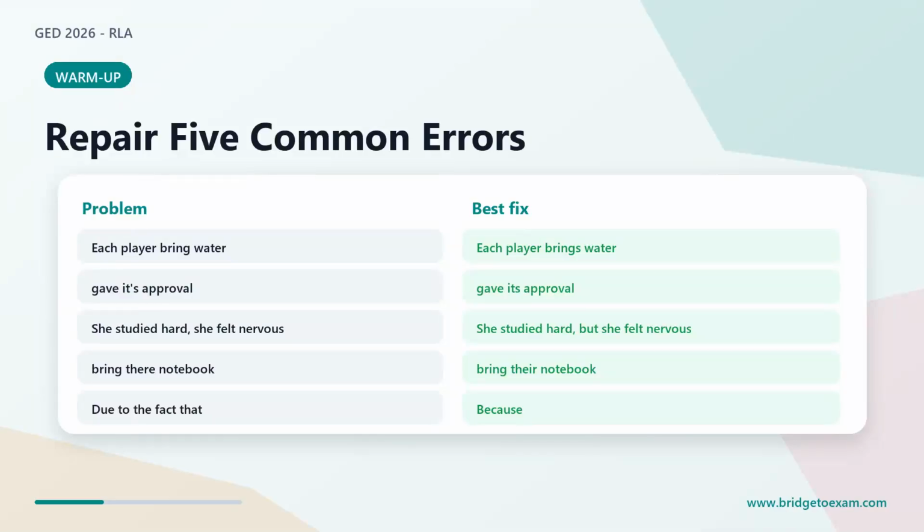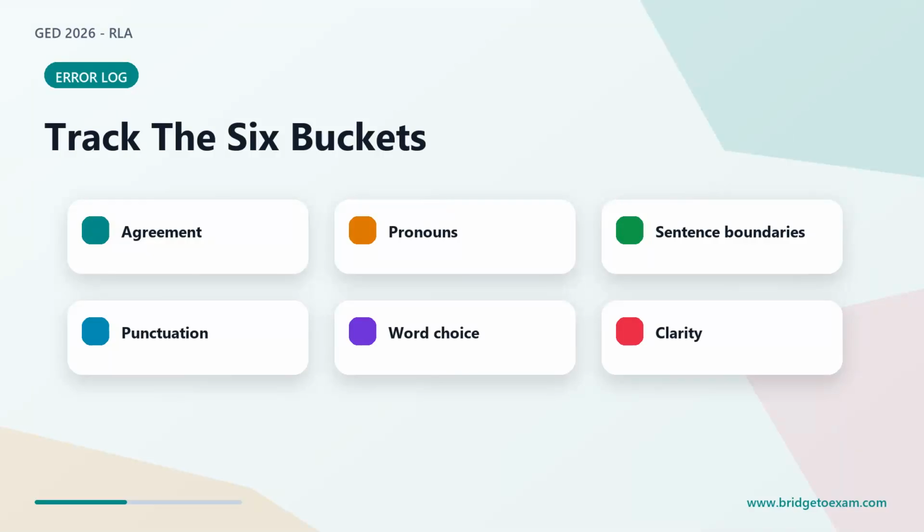Here are 5 common GED editing errors. Notice the pattern. The best correction is usually shorter, clearer, and more standard. Every editing mistake belongs in a bucket. Track agreement, pronouns, sentence boundaries, punctuation, word choice, and clarity so you can stop repeating the same errors.